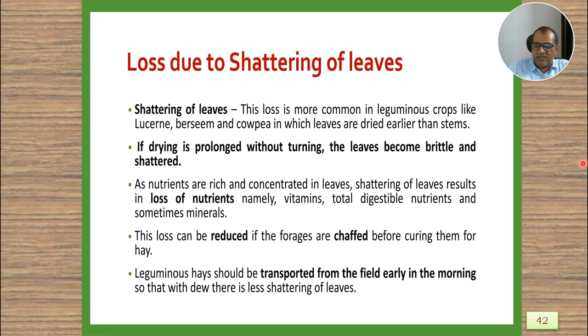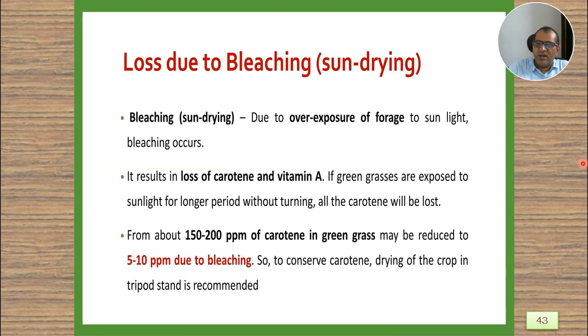So this loss can be reduced if forages are chopped before or during drying for the hay. Then leguminous hay should be transported from the field early in the morning so that there is honey dew and less shattering of the leaves. And bleaching losses are also there in the sun drying. What we can see is that overexposure of the fodder in sun for a prolonged period also causes lots of losses of carotene and also vitamin A.